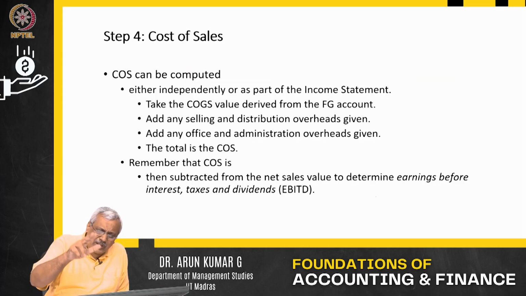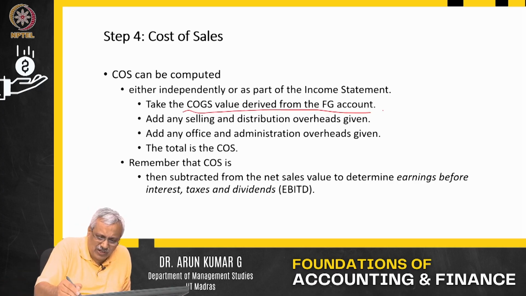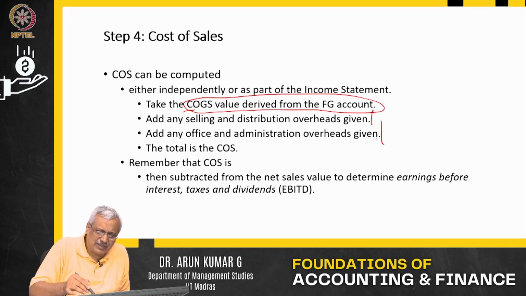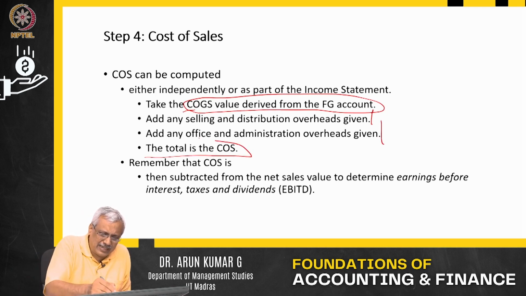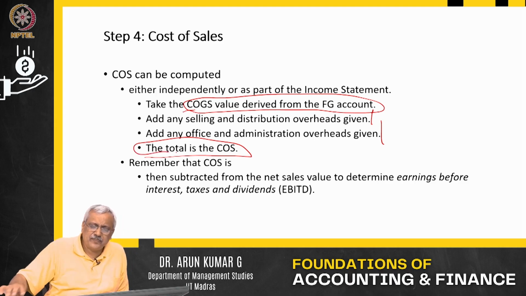Cost of sale is computed taking the cost of goods sold, after a value derived from the finished goods account, that is after considering the finished goods account. You add the selling and distribution overhead, you add the office and administrative overhead, and what you get is the cost of sale.